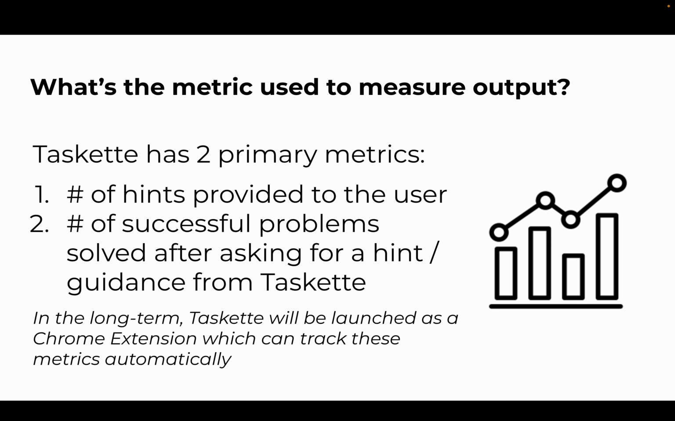To track metrics to measure if Taskette's actually helping our users, we have two primary things we look for. The first is the number of hints we provide to the user, and the second is the number of successful problems solved after asking guidance from Taskette. Currently, Taskette is a web app, but eventually it will be deployed as a Chrome extension where it can track these metrics automatically and report back on how effective it actually is. Let's see a demo of how it works.